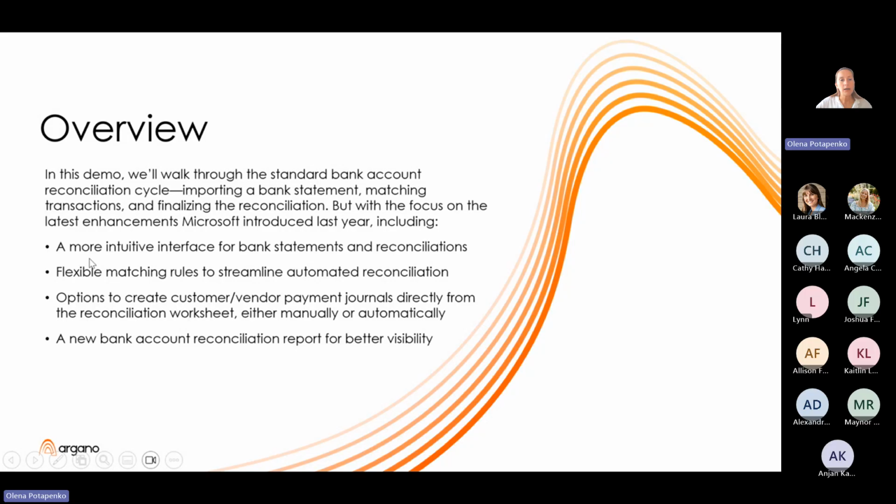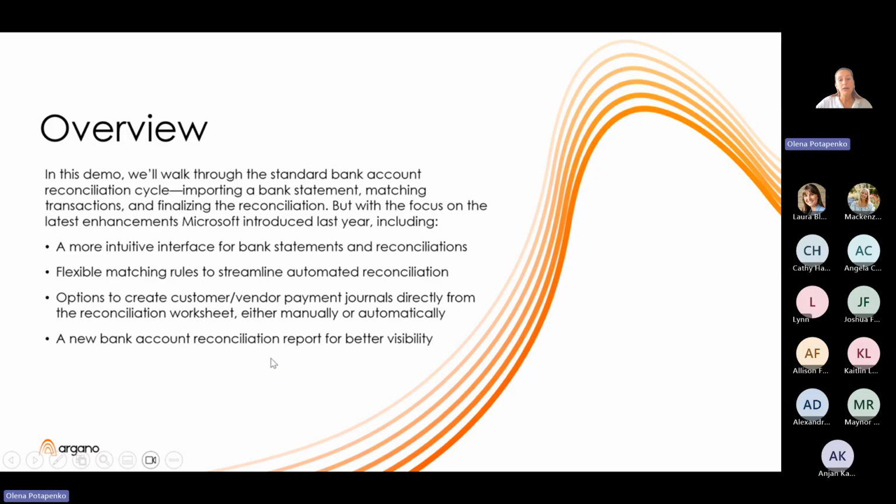And then I will show you some additional capabilities of matching rules. Also automatic creation of customer and vendor payment journals. You can now create them directly from the reconciliation worksheet, either manually or automatically using matching rules. But also, the latest feature is that you can even cancel a customer payment journal directly from the bank reconciliation.